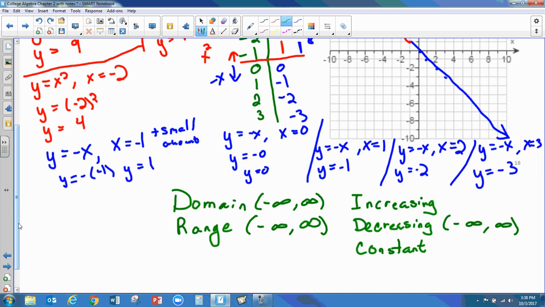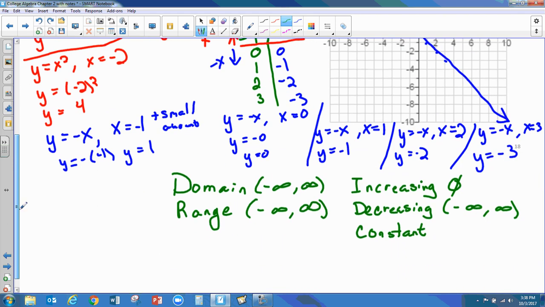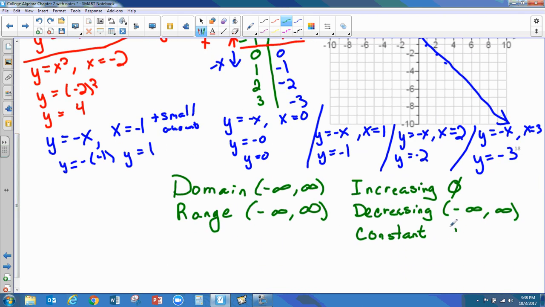I'm not increasing. As I go to the right, I don't go up. I'm not going up anywhere as I go to the right. Here, yeah, it looks like it's going up, but if I go strictly from left to right, it's definitely going down. So it is not increasing. And although the slope changed, and this was rapidly going down and this one's just slightly going down, it's still going down the entire time. So it is not constant at all.